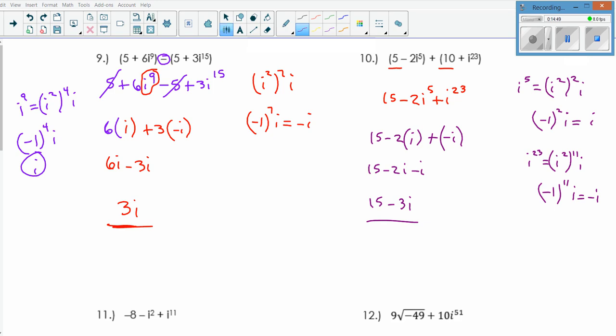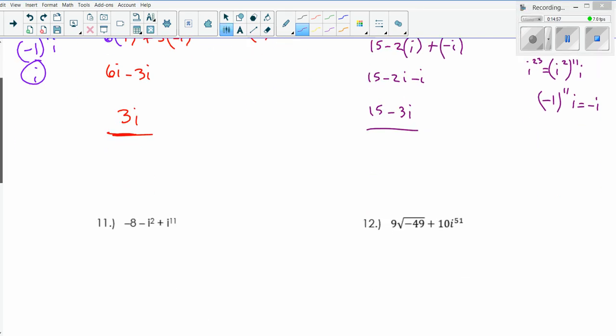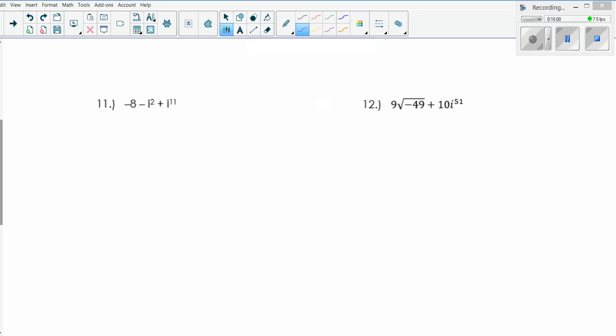Okay, at this point, you should be able to do the next couple on your own, so why don't you try 11, try 12, and then you can unpause the video and listen to me go through them, but try them on your own first to see if you're getting a handle on this.